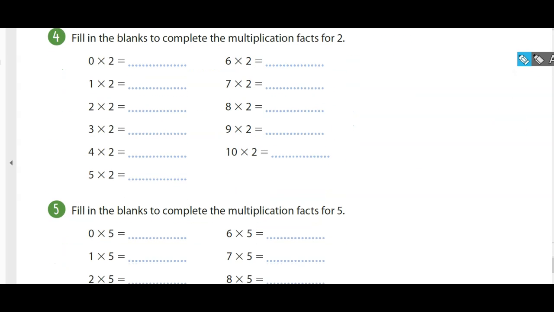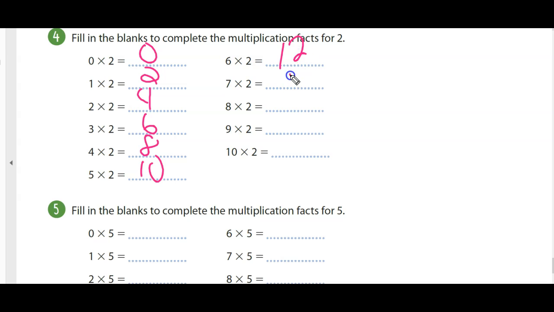By the way, any number multiplied by 0 is 0. And any number multiplied by 1 is that number. When you multiply by 2, it's just double it, right? So 0 times 2, 1 times 2, 2. 2 times 2, 4. Oh, there's a pattern to it, huh? 2, 4, 6. So 3 times 2, 6. 4 times 2, 8. 5 times 2, 10. And then 6 times 2, 12. Just look at the pattern.